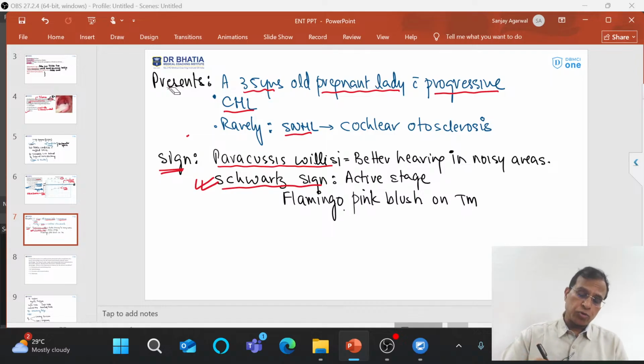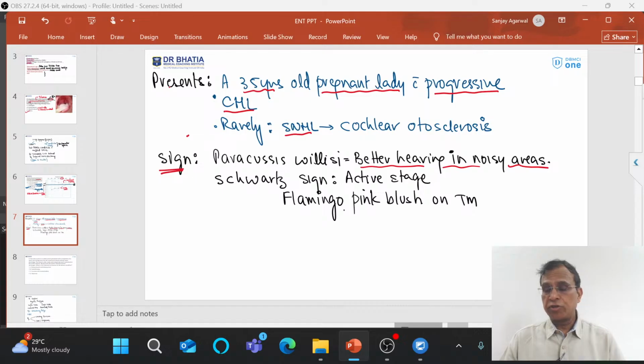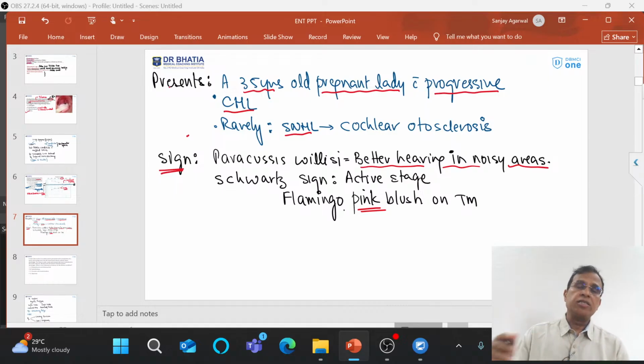So, you have to know the meaning of these two signs also. Most of you know, I'm sure. Paracusis willisii is better hearing in a noisy area. That means a patient of otosclerosis, they have hearing loss. So if you talk to them normally, they will complain of hearing loss. They'll say, I can't hear. But when they go to the noisy area, their hearing becomes better. So better hearing in the noisy area is paracusis willisii. And Schwartz sign is pink membrane. The membrane becomes pink. Normally the membrane is pearly white. In this case, it becomes pink. So these are the additional features of otosclerosis that you have to know.